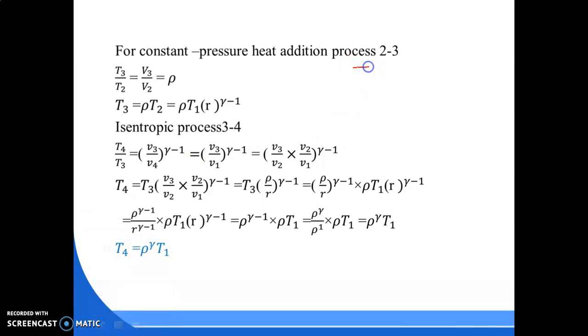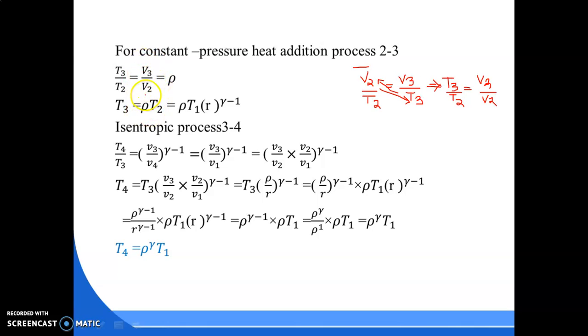If pressure is constant for the 2 to 3 process, then V2 by T2 is equal to V3 by T3. Is that clear? So if I cross multiply, this relation can be written as T3 by T2 is equal to V3 by V2. So T3 by T2 is equal to V3 by V2.